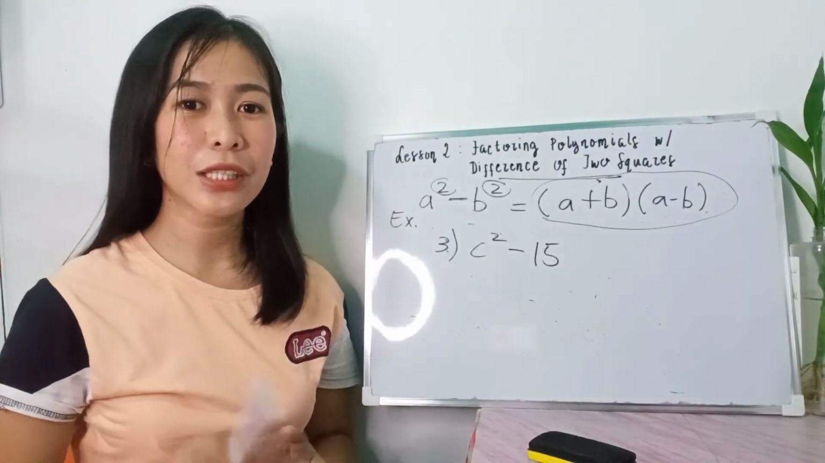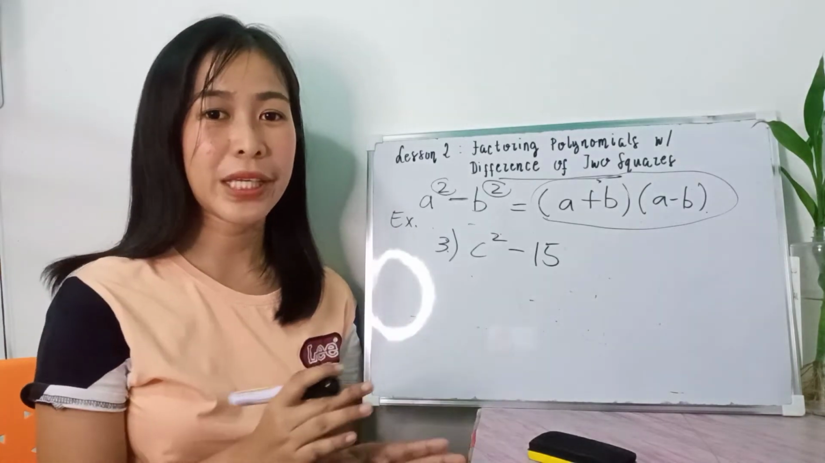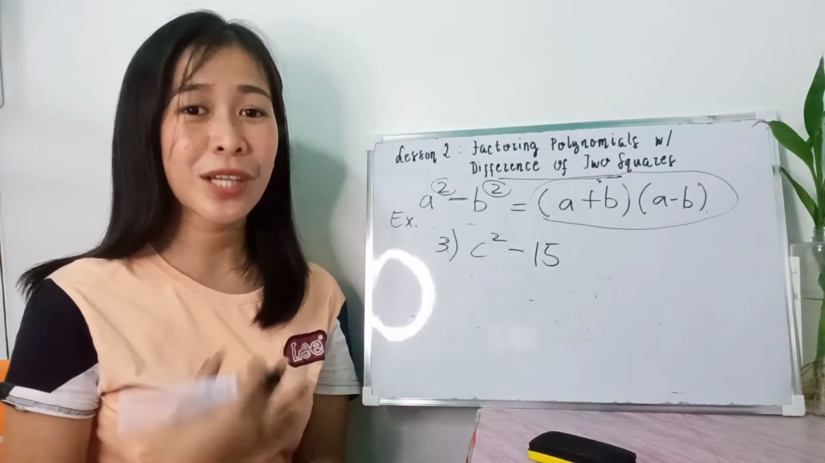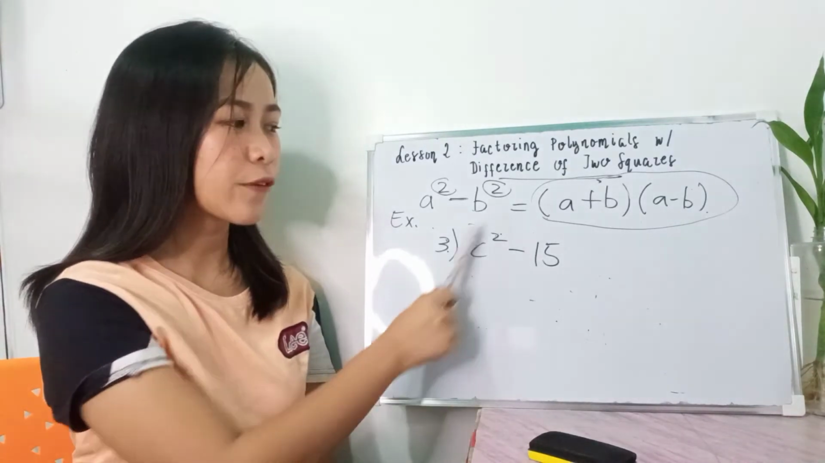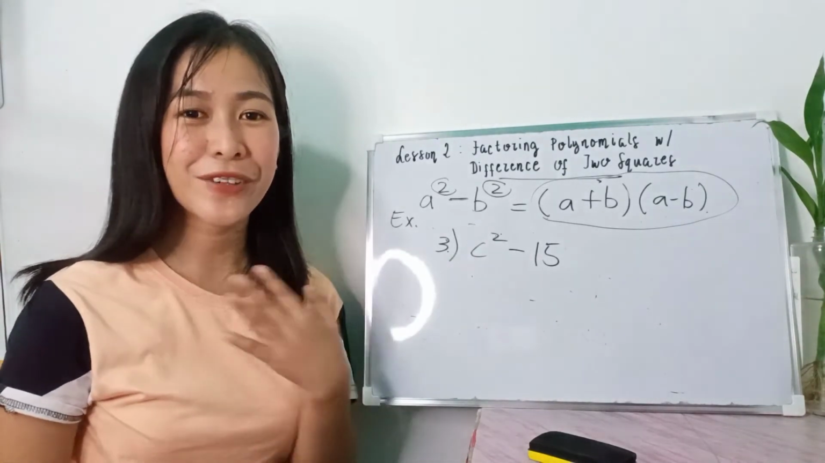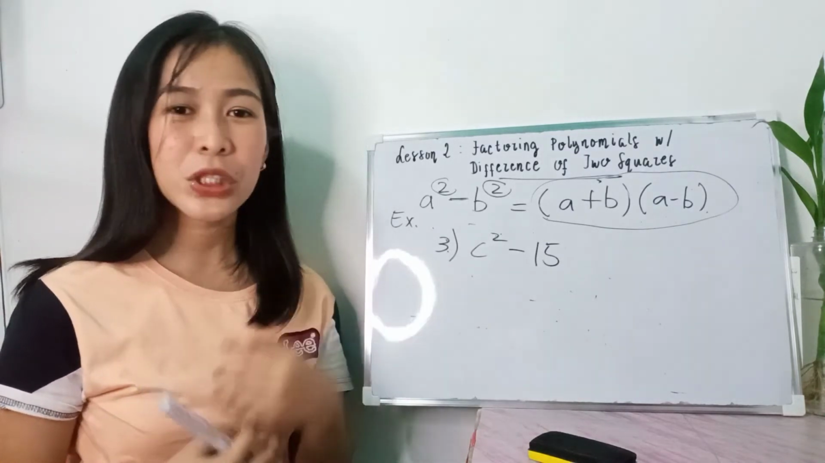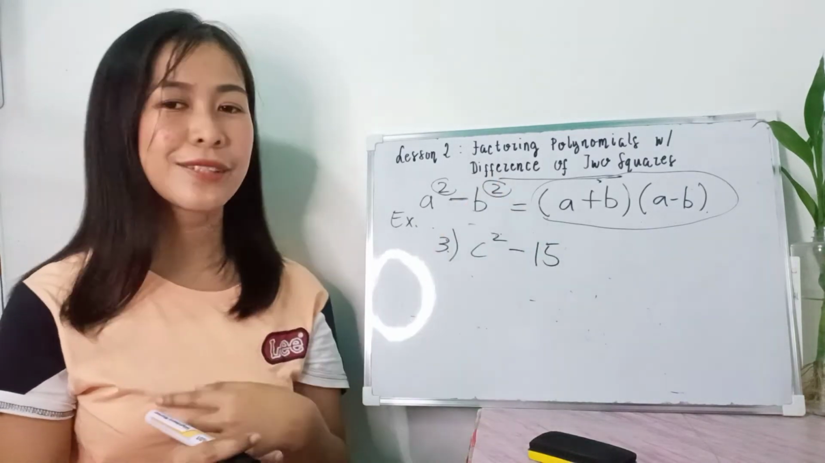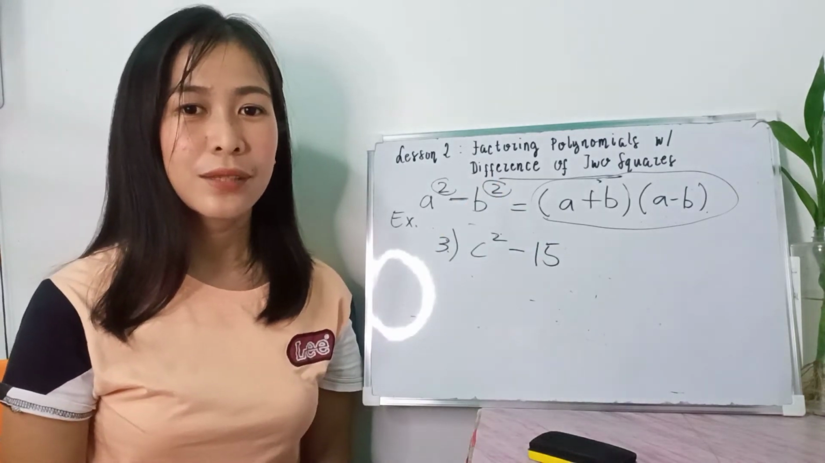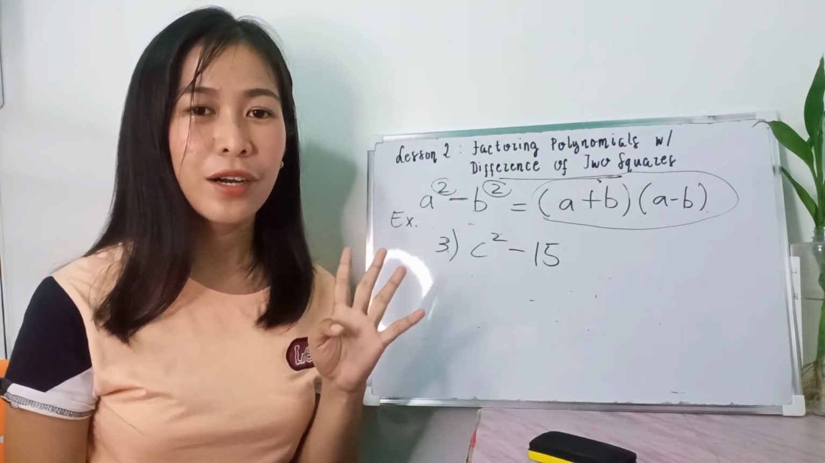Okay, so take a look at our example number 3. We have c squared minus 15. Okay, so I'm going to allow you to think. Do you really think this is a difference of 2 squares? Okay, bibigyan ko kayo ng 5 segundo para mag-isip. Tanungin ang sarili, perfect square ba to? Or ma-factor ba siya natin using difference of 2 squares? Okay, 1, 2, 3, 4, and 5.